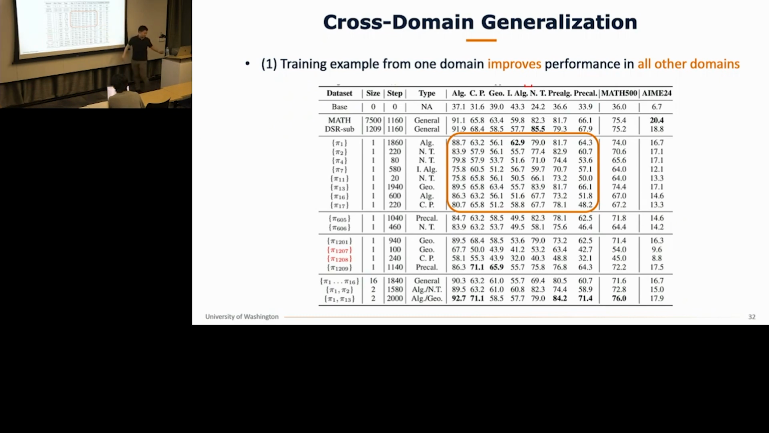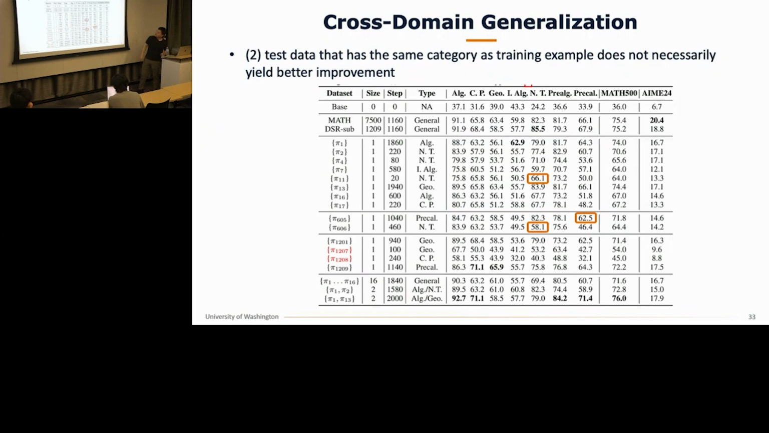Okay, and furthermore, you can see here, let me highlight some numbers. For example, Pi 11 is one number series question. Using that to do reinforcement, you can get 66.1 accuracy on the number series questions. But using some other domain, for example, Pi 13, which is a geometry question, you can get 83.9 accuracy. So it's not necessary to use the same domain question to improve the same domain's performance. Sometimes using another domain can also improve this domain's performance.